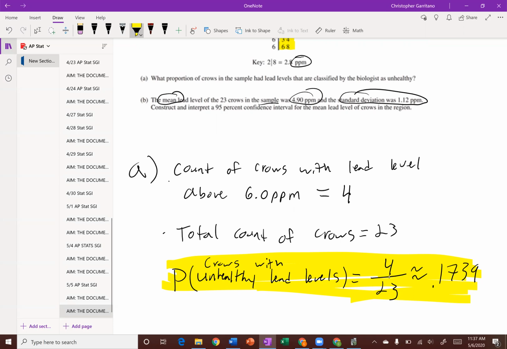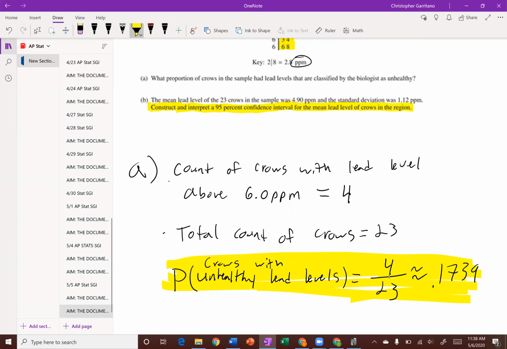Part B. Again, part B was the one that told us the mean lead level of the sample and the standard deviation of the lead level of the sample. And then it goes on to say that we are supposed to construct and interpret a 95% confidence interval for the mean lead level of the crows in this region.